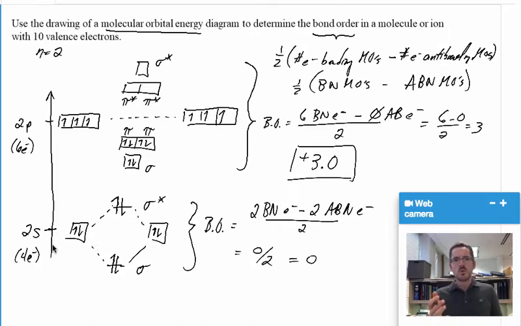So the one thing to keep in mind is just remembering how you're situating your energy diagram. The bonding orbitals will go below the atomic orbitals. The anti-bonding will go above the atomic orbitals.